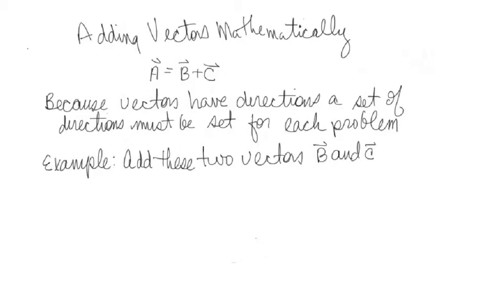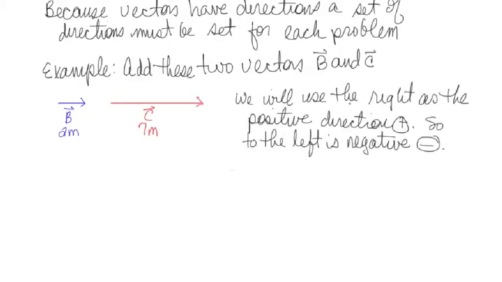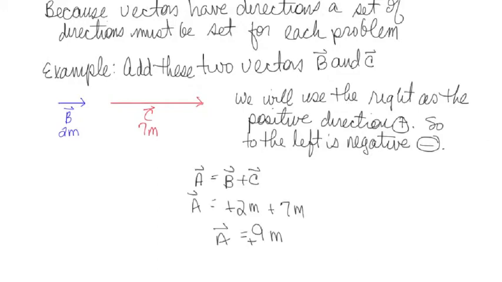Quick example. Add these two vectors, B and C. Well, vector B is 2 meters to the right, and vector C is 7 meters to the right. We're going to say the right is a positive direction, and therefore the left is a negative direction. And the equation works out like this. Vector A is equal to vector B plus vector C. Vector A is equal to plus 2, magnitude and direction, plus 7 meters, again direction and magnitude. We add them together and we get a plus 9 meters.